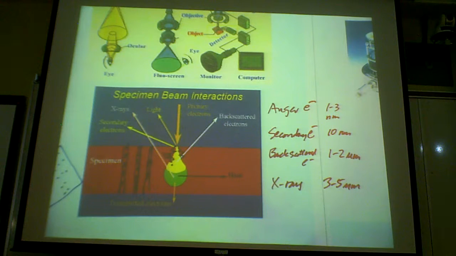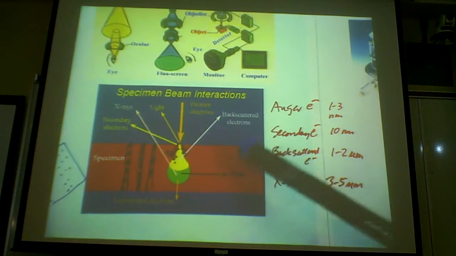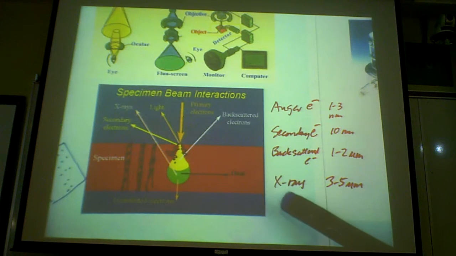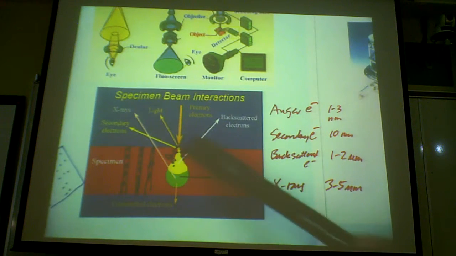Okay. Yes. Where does that light come from? The question is, where does the light come from? I guess you mean the X-ray light? No, the light. Oh, the light. Yes.